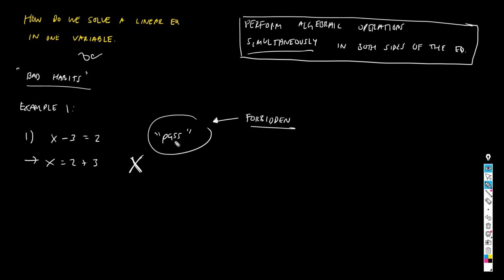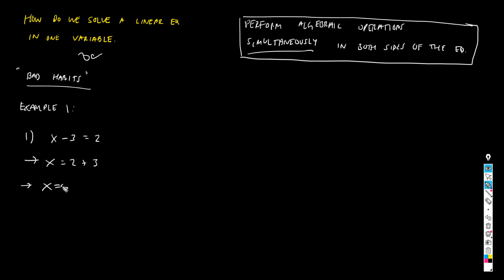Never ever. Why? Because that's not a proper mathematical process. We're not passing numbers. It's not like they are objects and you pick them up and then you put them on the other side like if they were physical objects. That's not what we do. Now, of course, in most cases, it's going to give me the right solution. Look, it's x equals 5. That's my solution. Is this the solution? Yeah, because 5 minus 3 is 2.